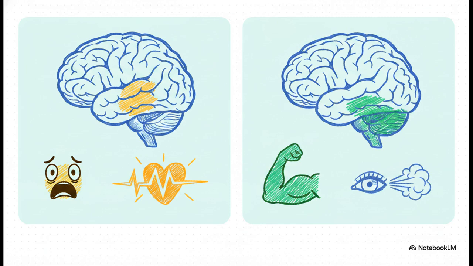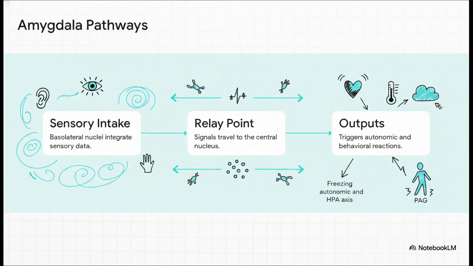Your amygdala handles your emotional conditioning, while your cerebellum handles your motor conditioning, like learning to reflexively blink your eye at a tone that predicts a puff of air. To really teach this in depth, let's trace the actual anatomical pathway of fear right through the amygdala.